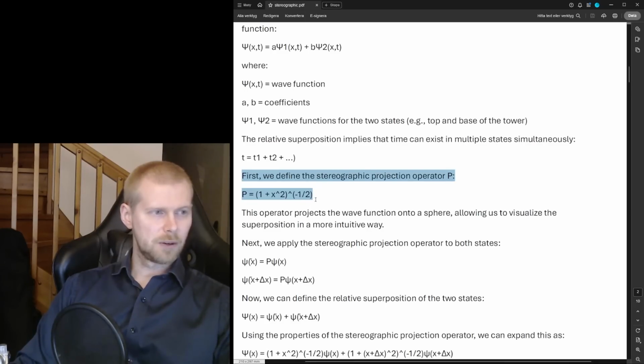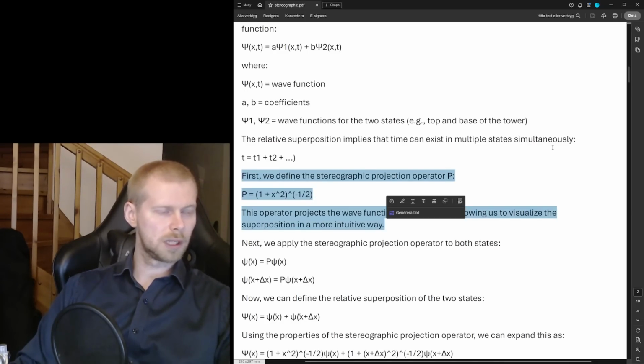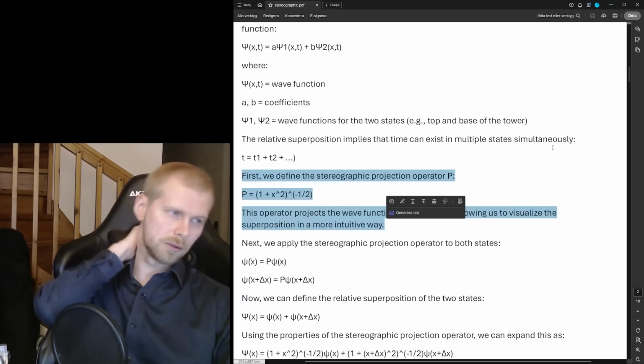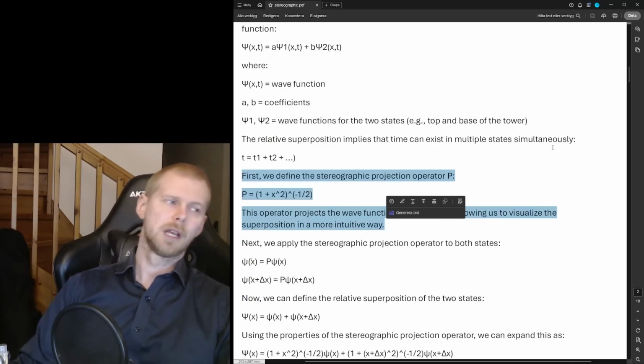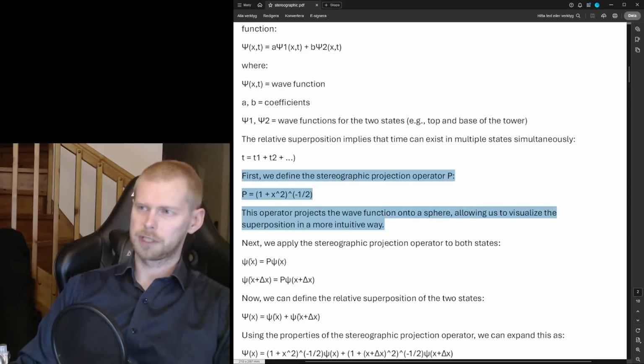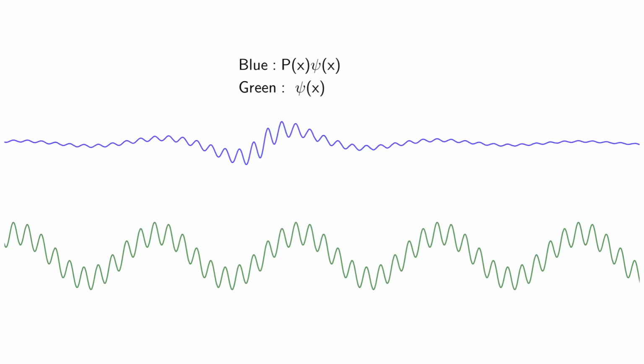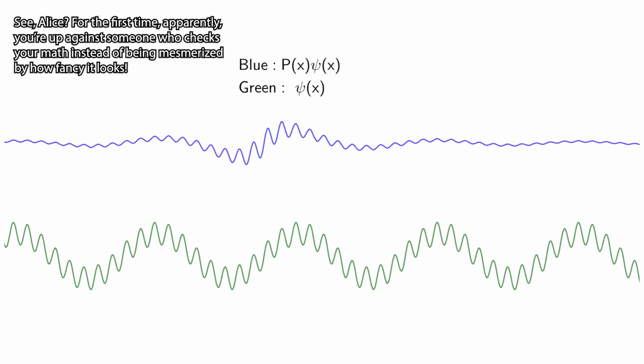First, we define the stereographic projection operator P. P equals (1 plus x squared) to the power of minus 1/2. This operator projects the wave function onto a sphere, allowing us to visualize the superposition in a more intuitive way. No, it doesn't. That doesn't even look like a meaningful operator. Applying it to the green wave, we get the blue wave. All the operator does is reduce the amplitude of the wave more and more the farther from the origin you go.